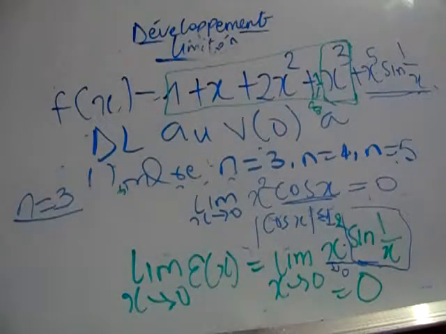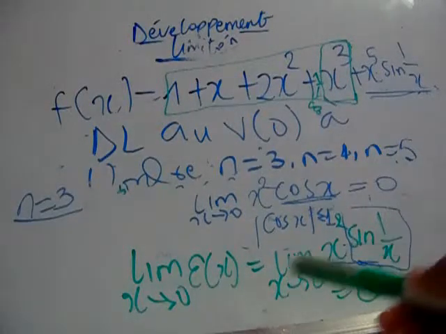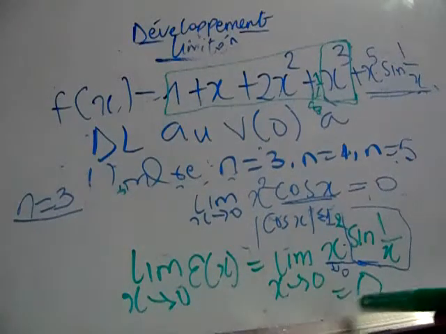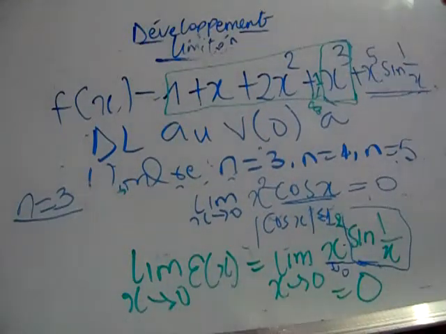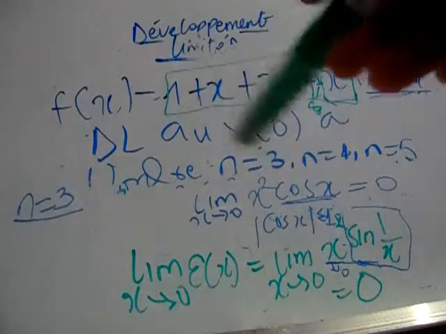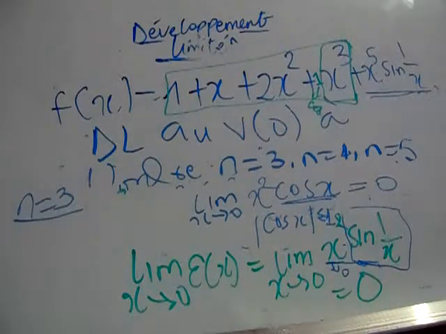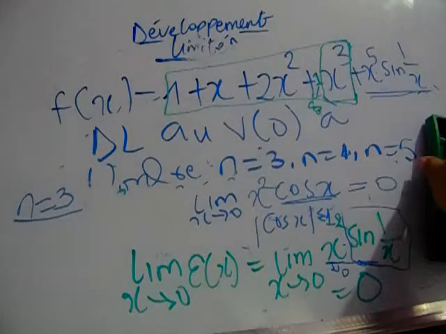So welcome back. In our previous video we stopped where we were explaining bounded functions, and we were able to get our limit of epsilon of x when x tends to 0 to be equal to 0. So that means for n equal to 3, the function admits a DL.